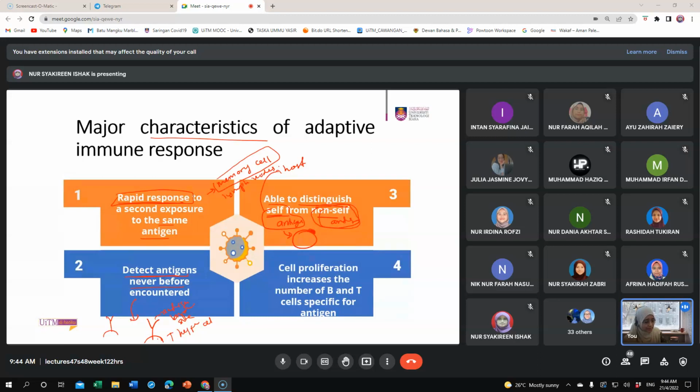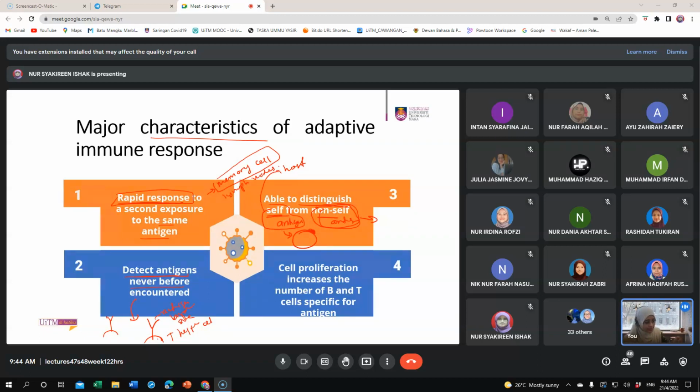Okay, non-self antigen is the antigen on pathogen, for example, the antigen on the bacteria, the antigen on the parasites, whatever that are foreign to your body, that is non-self antigen. So your immune cell should only attack non-self antigen, cannot attack self antigen.